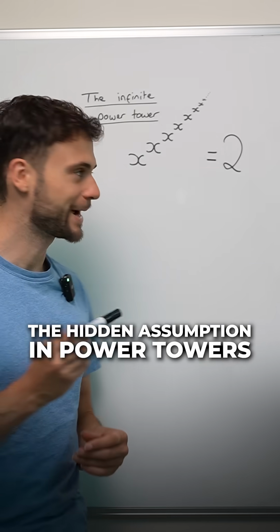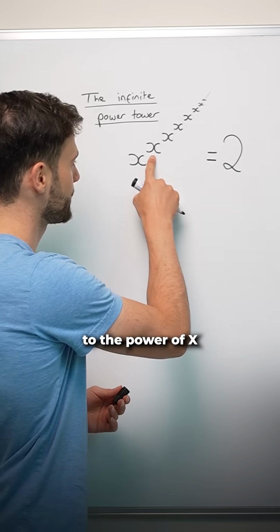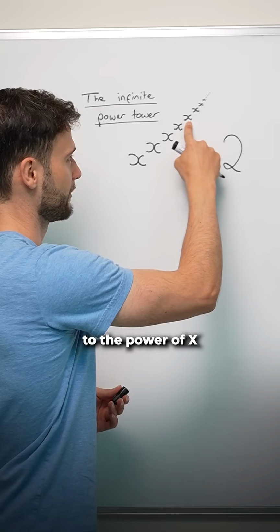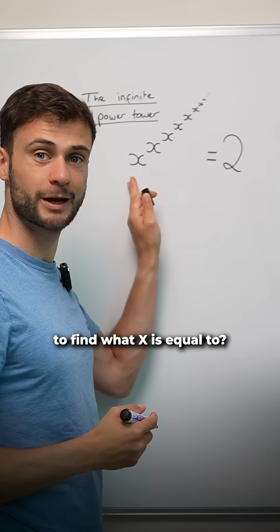Can you solve the infinite power tower? And how would you go about starting a question like this, where we've got x to the power of x to the power of x to the power of x to the power of x onto infinity, and you know that it's equal to 2, and we want to solve this to find what x is equal to?